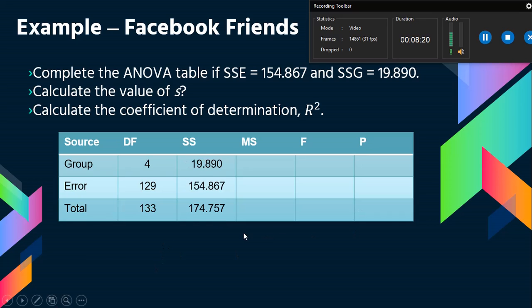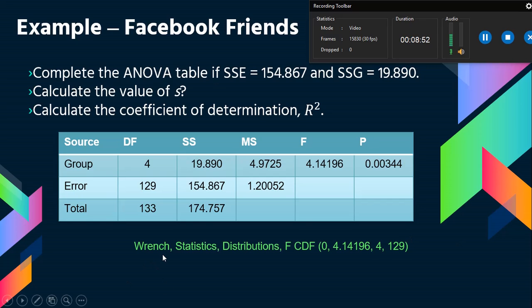I'm going to go ahead and total my sum of squares. When we calculate the mean square for the group, we're going to take the sum of the squares and divide it by degrees of freedom. So 19.89 divided by 4. We're going to do the same with the sum of the squares for the error divided by 129. The F statistic is the division of these 2 pieces. And then calculating the p-value can be done with your iPad. And that would show a significant value.